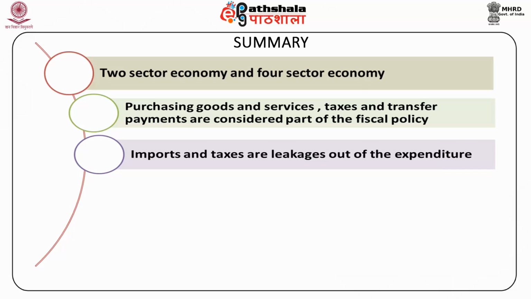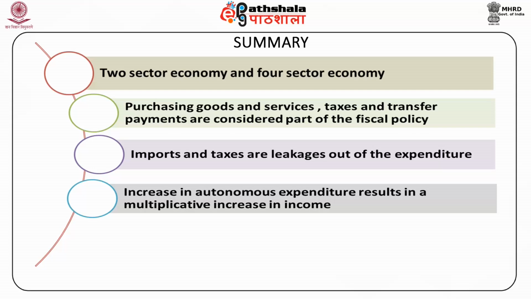The process by which an increase in autonomous expenditure results in a multiplicative increase in income or output is referred to as the multiplier. In a simple two-sector economy, the multiplier denoted by K is K = 1/(1 - b), whereas the multiplier in the four-sector economy is K = 1/(1 - b + bt + m). An attempt to save more will be frustrating because income will fall with the decline in consumption demand. This is called the paradox of thrift.